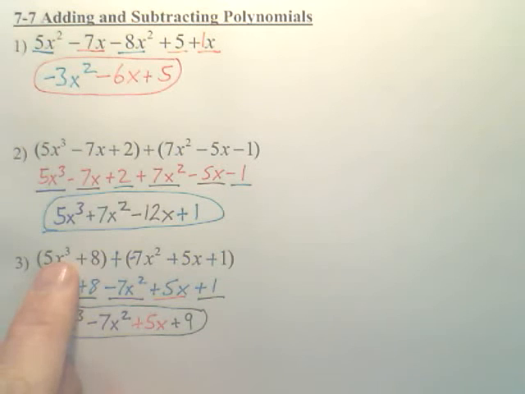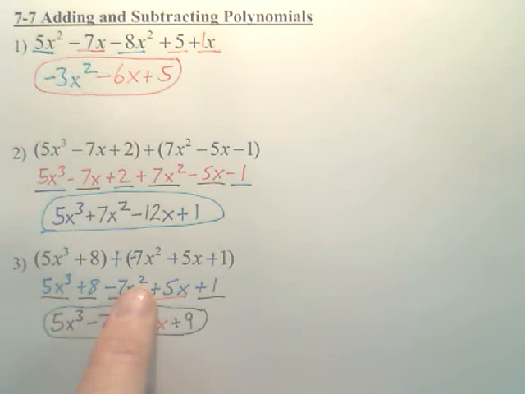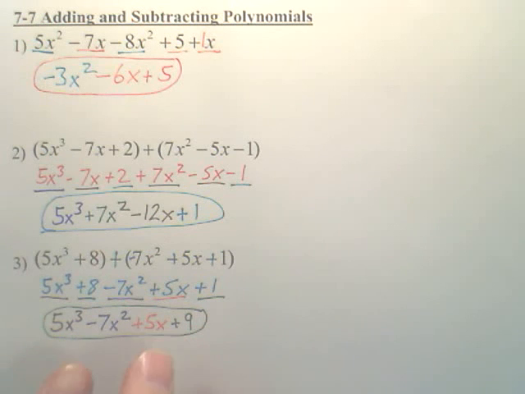Now, if that was a squared, then the x squareds would combine, and there wouldn't be any cubes. But since it's a cube, you just combine the like pieces, decreasing order, you are done.